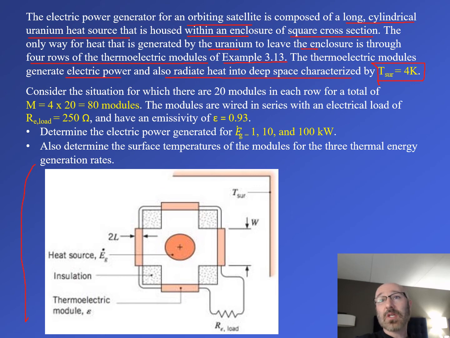So consider the situation where there are 20 modules in each row for a total of 4 by 20, or 80 modules. So M is equal to 80 modules. The modules are wired in series with an electrical load of RE load given to us as 250 ohms, and have an emissivity of epsilon equal to 0.93. So they want us to solve for a couple things. They want us to determine the electric power generated for E dot G equal to 1, 10, and 100 kilowatts, and also determine the surface temperatures for the modules for all three thermal energy generation rates.